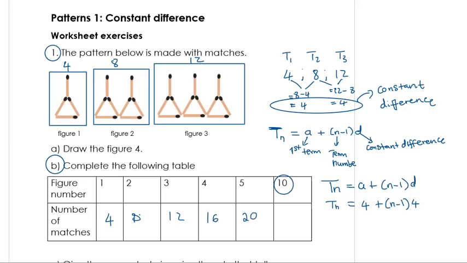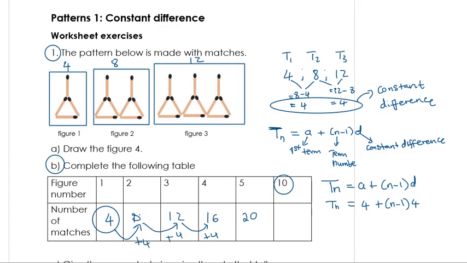Please note that this 4 for the constant difference is not the 4 that we're starting with. That's the first term. The constant difference is the number that we keep adding to get the next term. We kept adding a 4, so that's the constant difference.